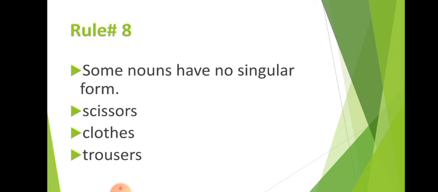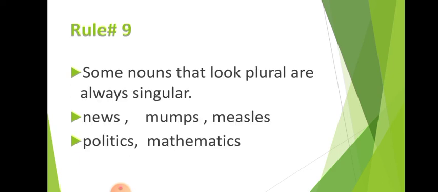Rule number 8. Some nouns have no singular form. For example, scissors, clothes, trousers. So we use them only in the plural form. Scissors. For example, I have one scissors. That is also the s form. I bought 2 scissors. So you can see in both singular and plural, we have used the s form.